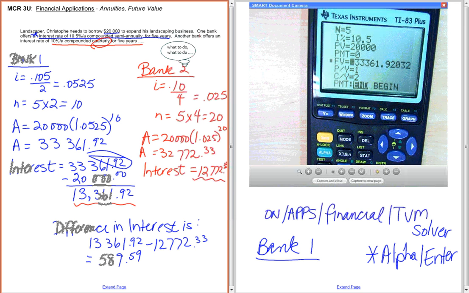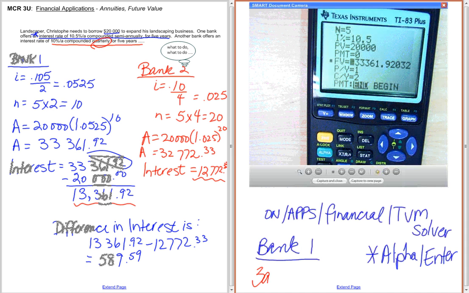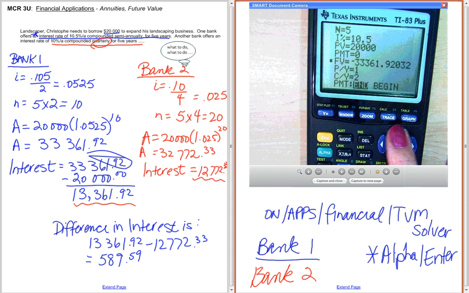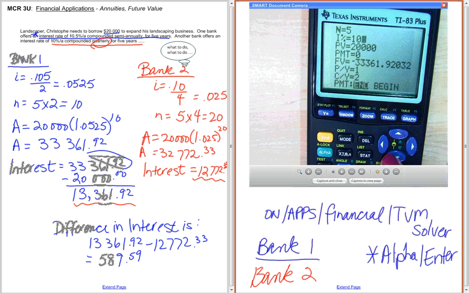Let's look at the other bank. And enter the information there. So we go back up. It is 5 years the same, but the percent is 10%. Present value, we're also taking a $20,000 loan. We're going to come back here in a minute and get the calculator to solve future value. Leave payment per year is 1. Compounding is different. It is quarterly. So we're going to put a 4 there.